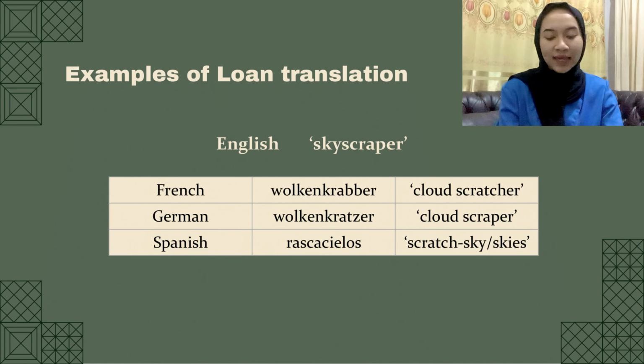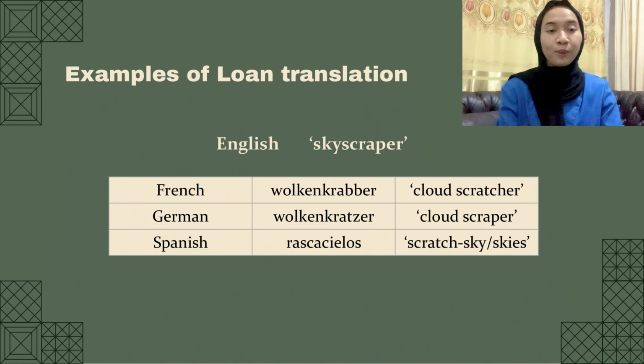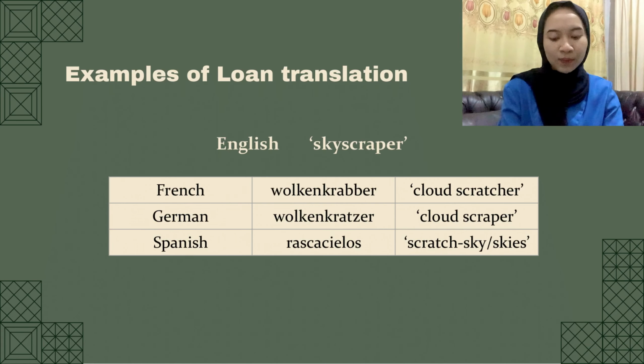For example, in Dutch, the English word skyscraper has been loan translated into wolkenkrabber, which means cloud scratcher. In German, it is Wolkenkratzer, it means cloud scraper. In Spanish, rascacielos, it means scratch sky or scratch skies.